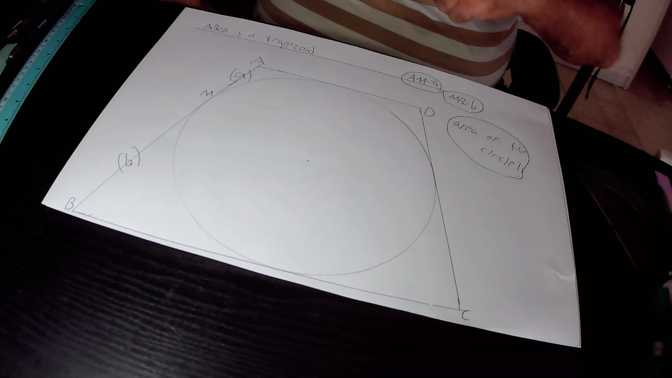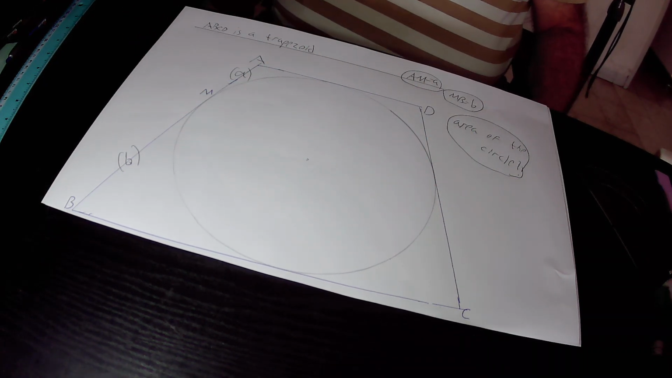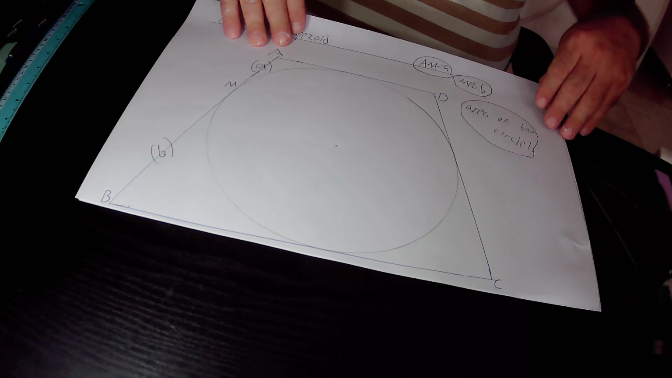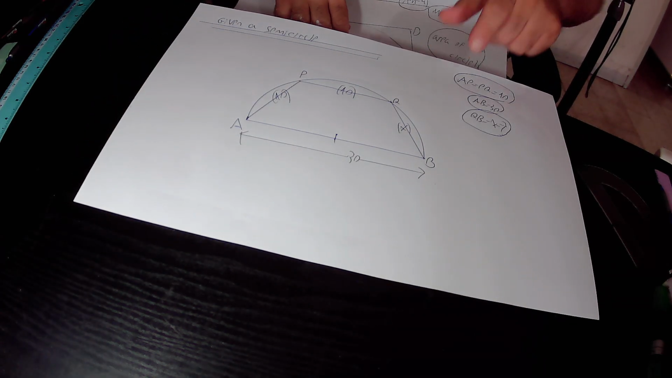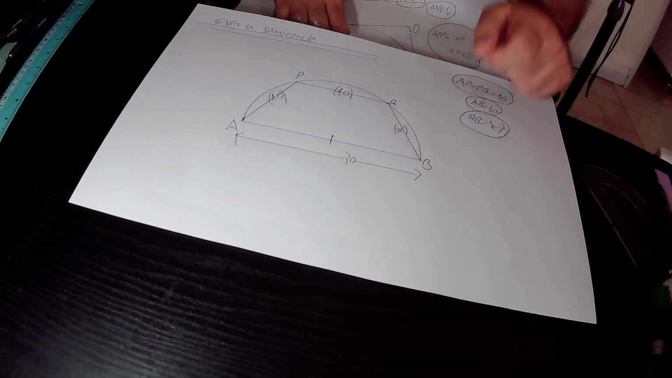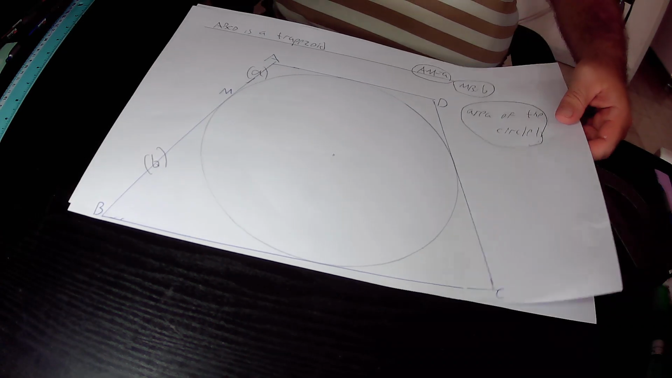And now in this lecture we'll answer two questions. In the first question, we'll find out the area of this circle that is inscribed by this trapezoid ABCD. And in the second question, we'll find out the length of this line segment QB that is equal to x. So we'll start with the first question.